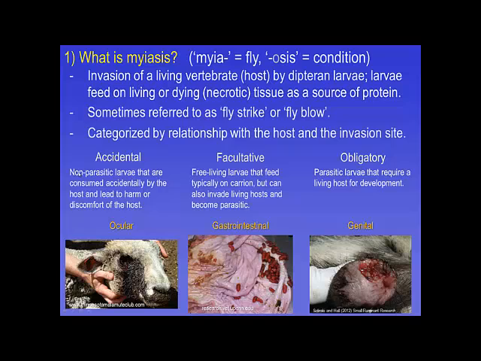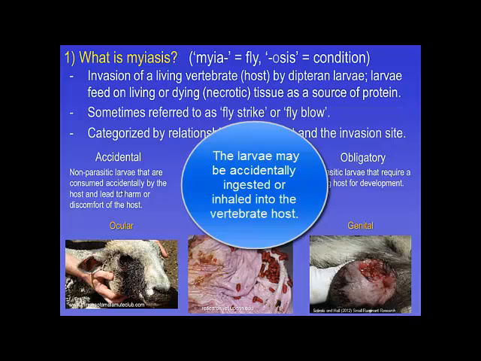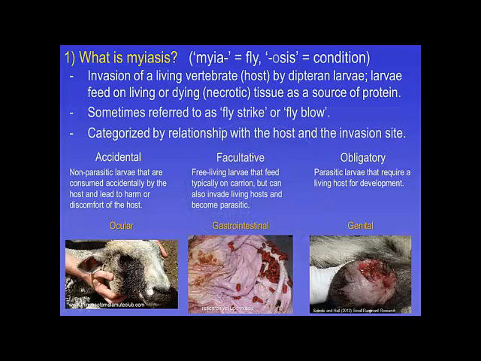Accidental myiasis occurs when non-parasitic larvae are ingested, and this leads to harm or discomfort of the host. So this is a non-specific condition, and it's driven primarily by random events. So the flies are not seeking a vertebrate host. They're accidentally ingested, so the fly larvae may be living in a food source for a vertebrate host, and then the vertebrate host ingests them when it wants to consume its food. But this is not a normal part of the fly's life cycle. And we're not going to be spending a lot of time discussing this accidental form of myiasis. Instead, we'll be focusing on these latter two.